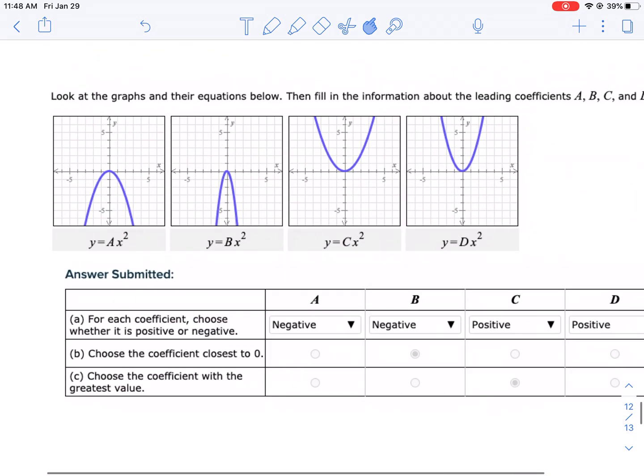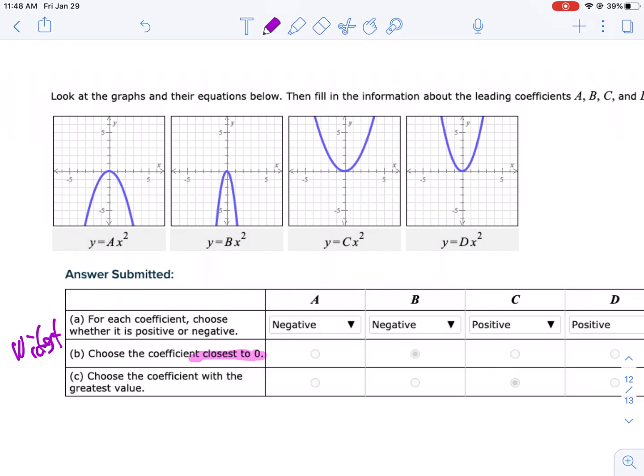Okay, on this question, part A is correct. When that parabola opens down, you know it's negative. When the parabola opens up, you know it's positive. However, for the next two, choose the one that's closest to 0. Closest to 0 means that is going to be the widest parabola.